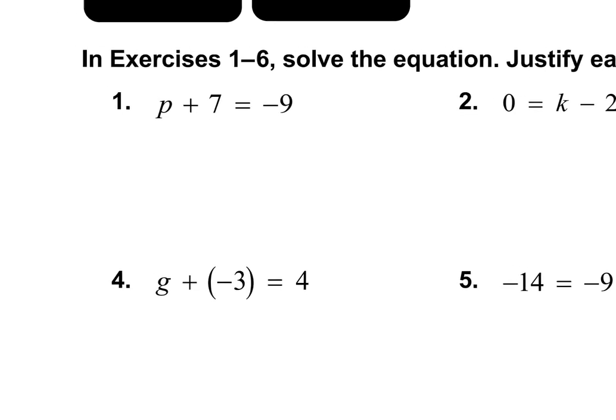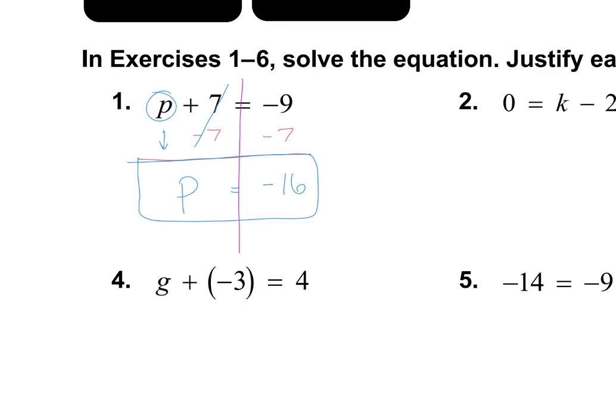Number one, if I was going to solve this, now I realize that you probably could do this in your head, but I'm still going to solve it as if I needed to show 100% of my work. I'm going to subtract 7 from both sides because I'm trying to get p by itself. These 7s cancel, leaving me with p equals negative 16. Now that p is by itself, that's the answer.